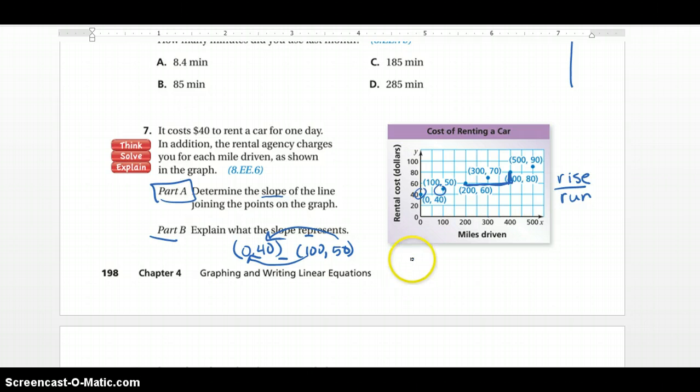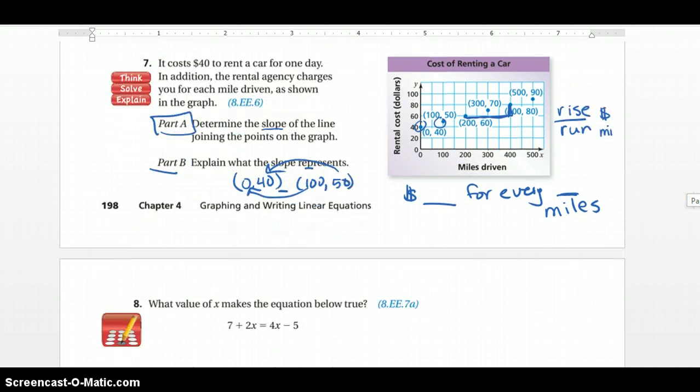Well, once you get that slope, it's how much money for every how many miles. So once you get your slope figured out, that's your money over miles. Money over miles. Next page.